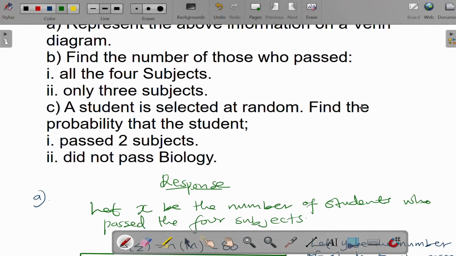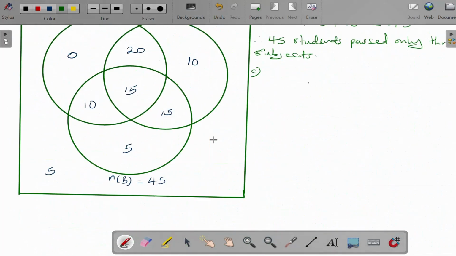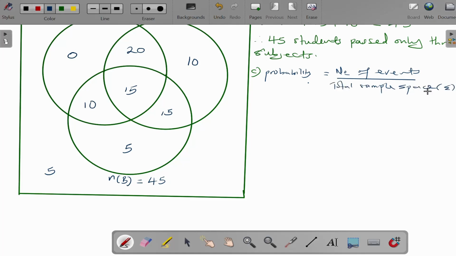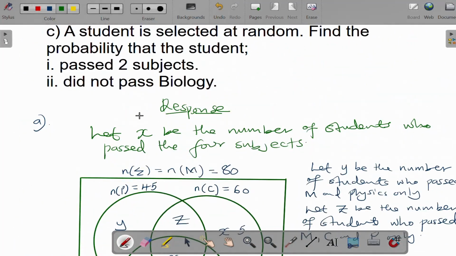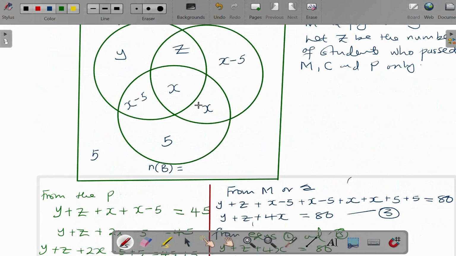Alright, now we can go for part C of our question. A student is selected at random. Find the probability that the student passed 2 subjects. So we are going to calculate probability here. Remember, probability equals the number of events divided by the total sample space, and in here the total sample space is our universal set of mathematics. So for part C number 1, we find the probability of choosing a student who passed 2 subjects.